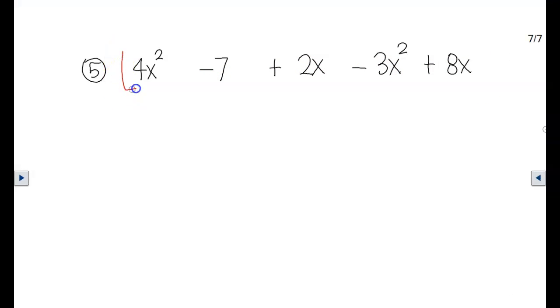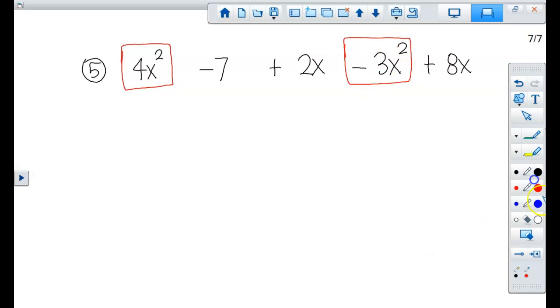Start at the beginning. I'm going to put 4x squared in a red box. Last name is x squared. Does anybody else have that? Right here. And notice he is minus 3x squared. So make sure you grab that minus and put it in there with him. All of your attention on those red boxes.